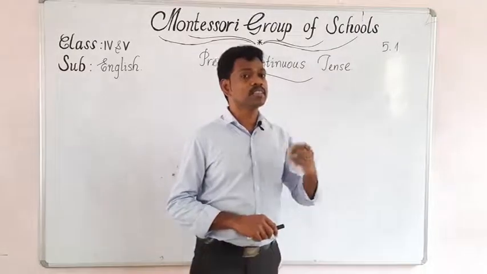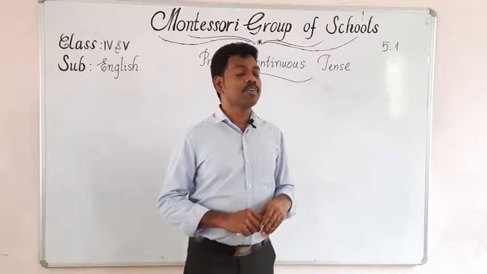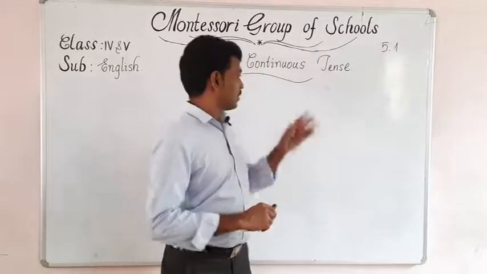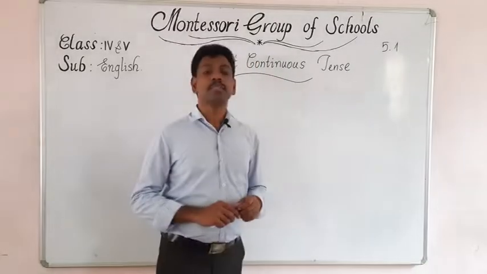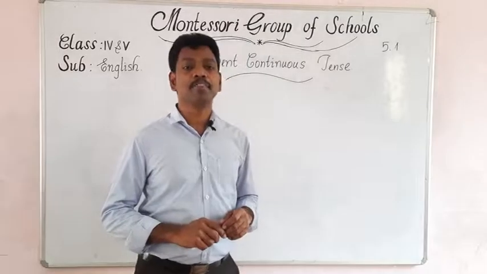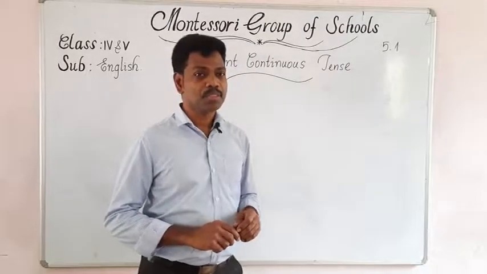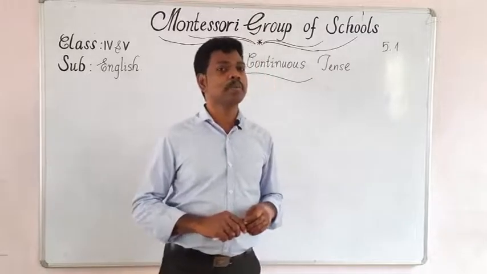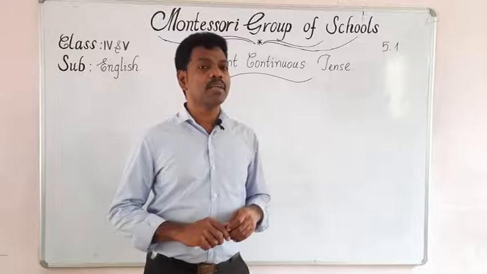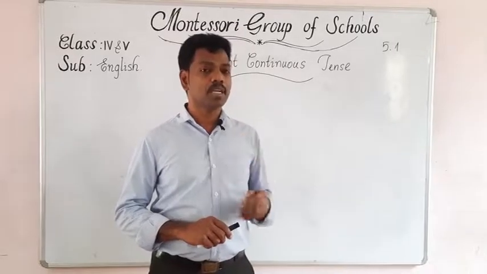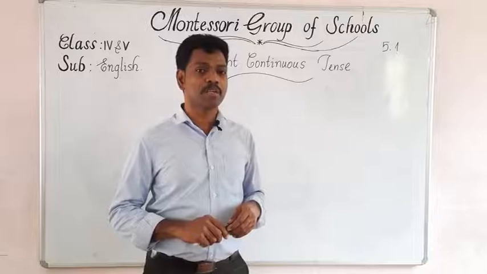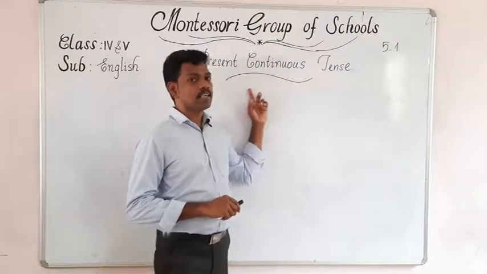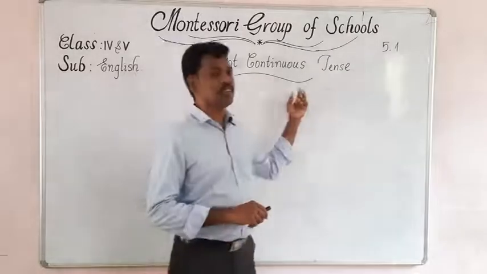We already learned there are 4 subdivisions in present tense: simple present, present continuous, present perfect, and present perfect continuous. We already discussed in detail with examples what simple present tense is, and where we express simple present tense. Now we are going to learn in detail where we use present continuous tense.